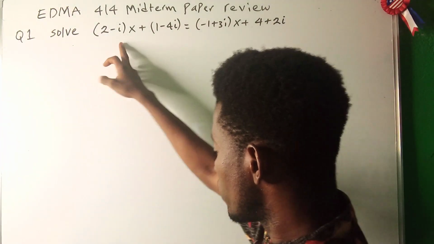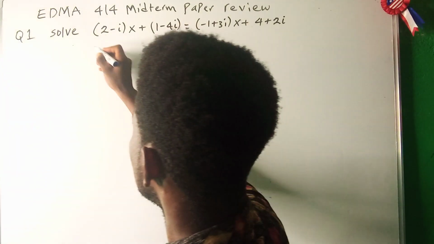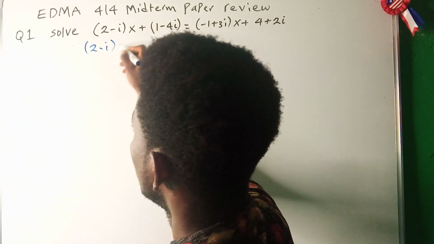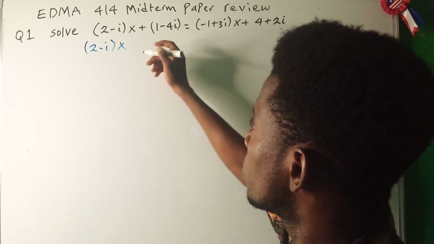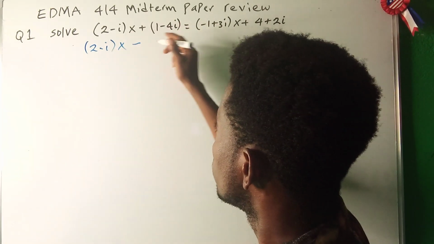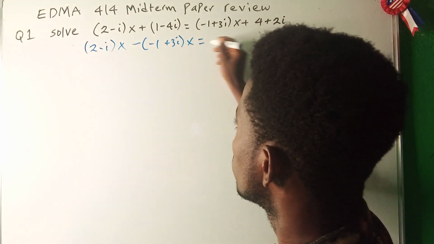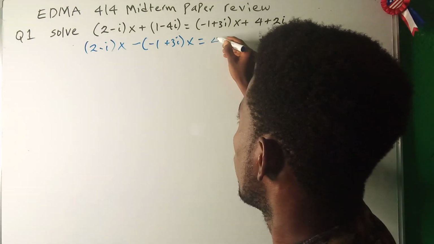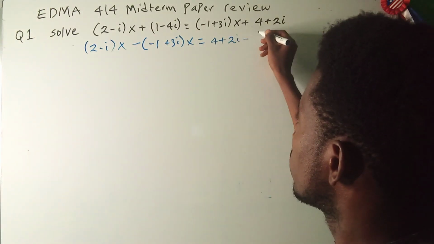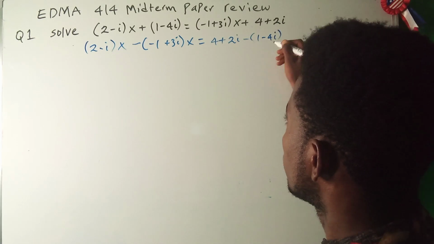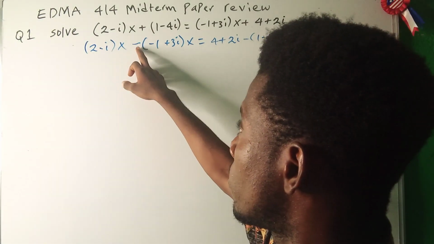So this term has an x, and this one also has an x. So we send this across. We have (2 minus i) times x. We are collecting like terms. Remember, this goes across, so we have minus. This is positive, so it's negative (negative 1 plus 3i) times x, equal to 4 plus 2i. This entire expression goes across. It becomes minus 1 minus 4i. That's the first step. The next step is to simplify.